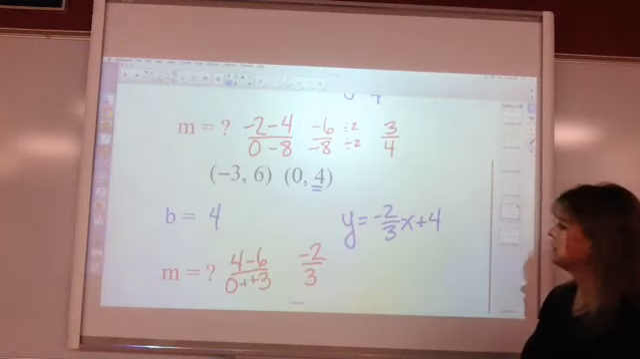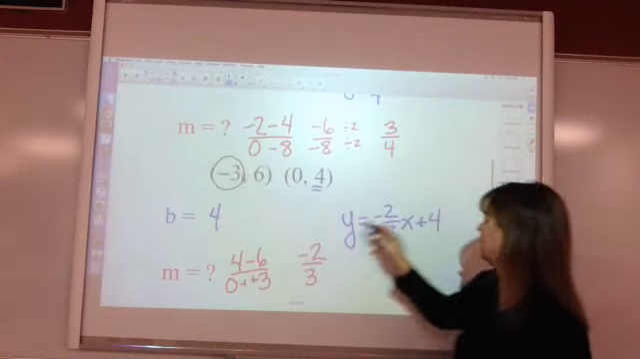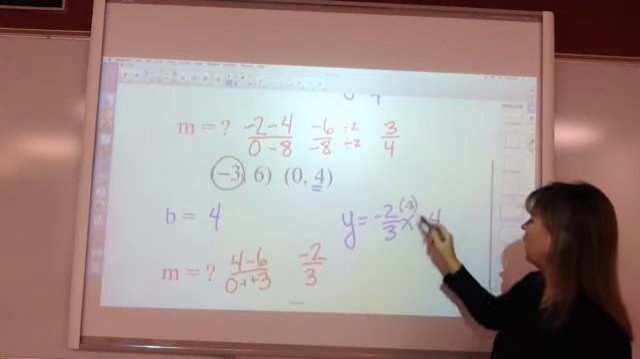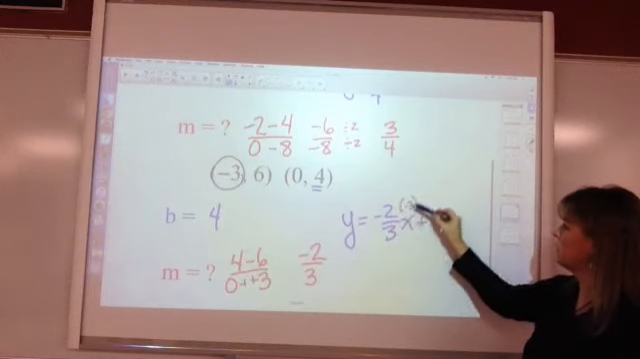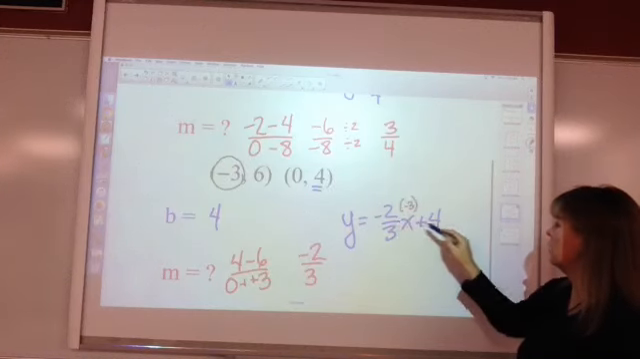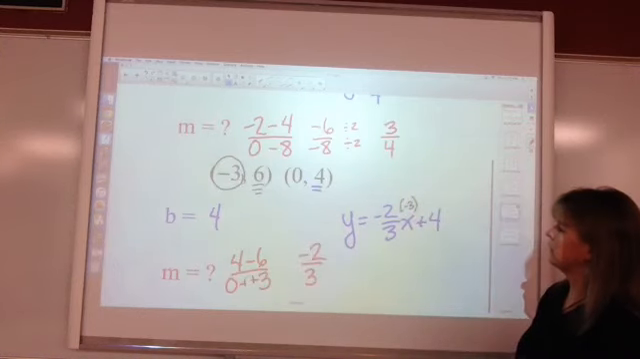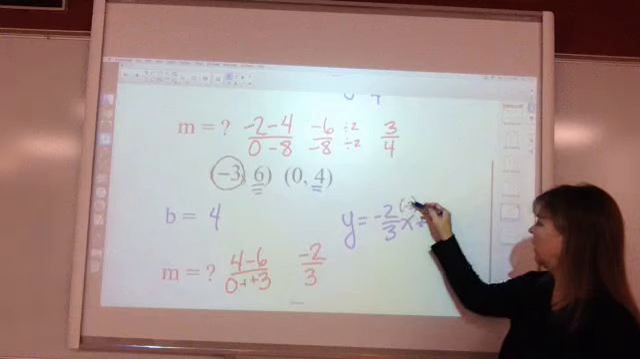That should be your final answer. You can check it by checking with me. You can also check it by plugging x in right here on a calculator. -2/3 times -3 is 2, and 2 plus 4 is 6. So you can check your answer every time.